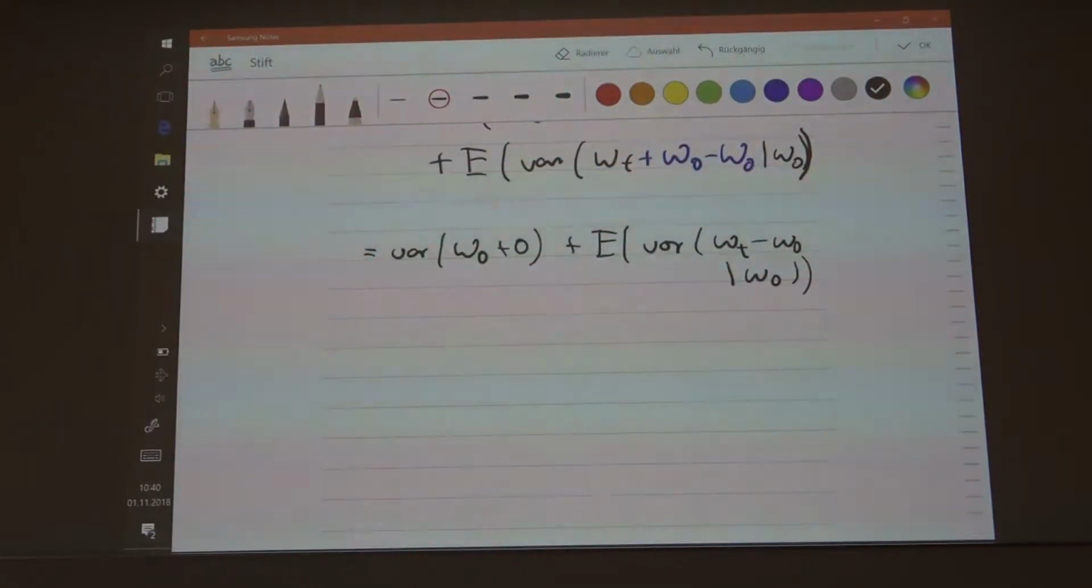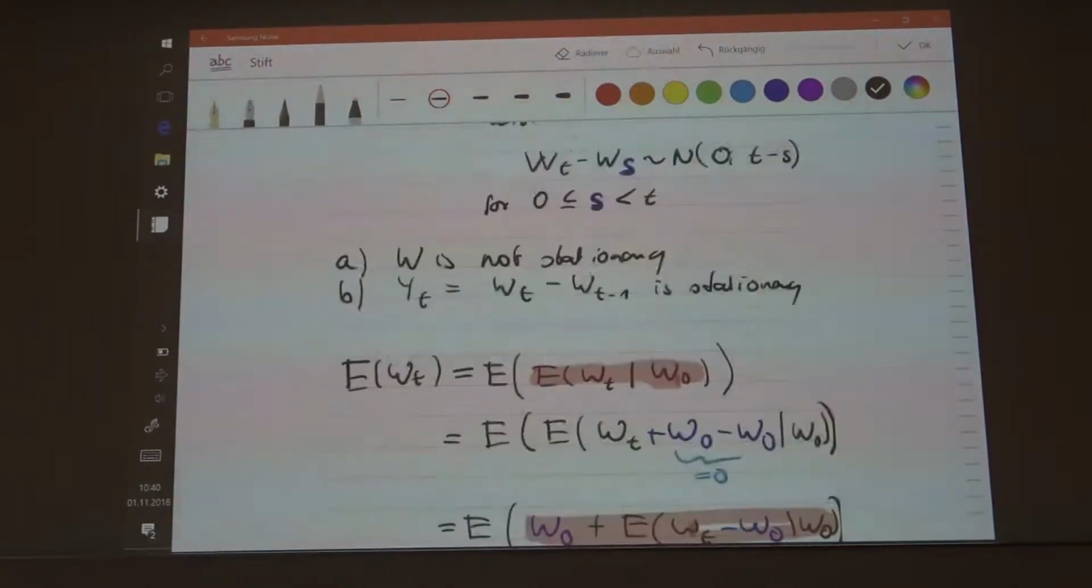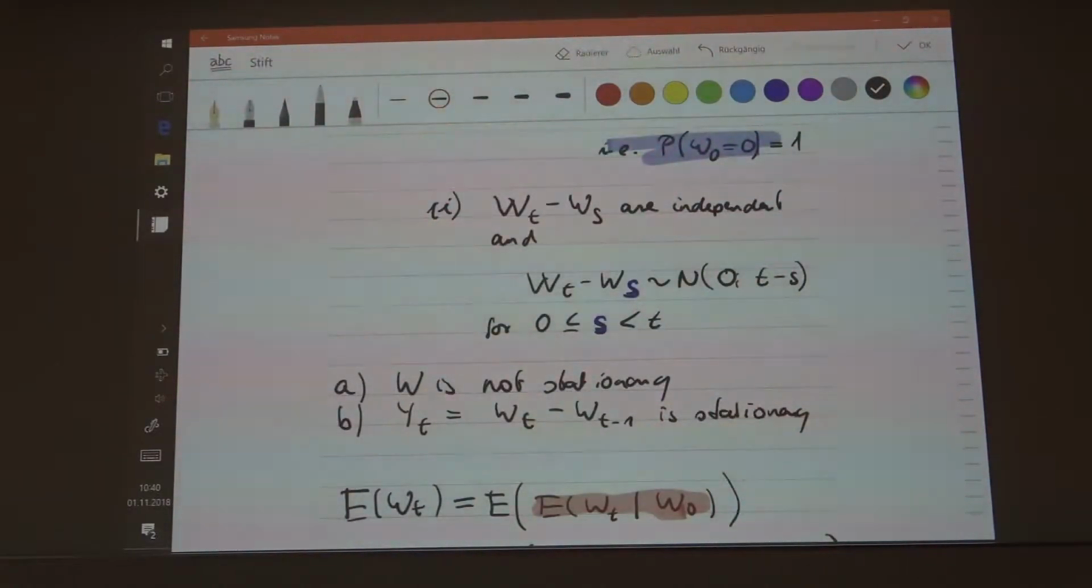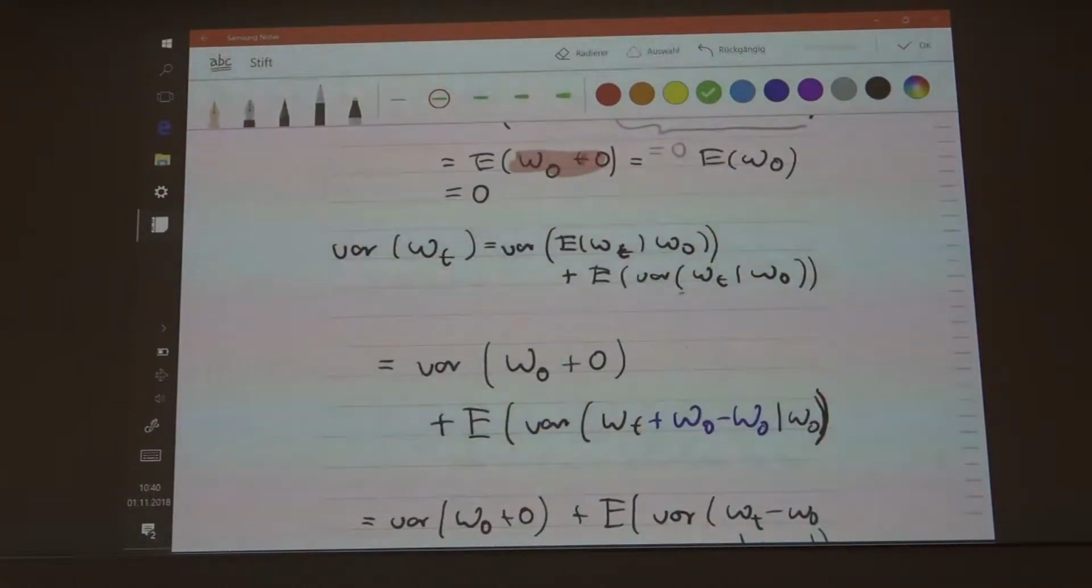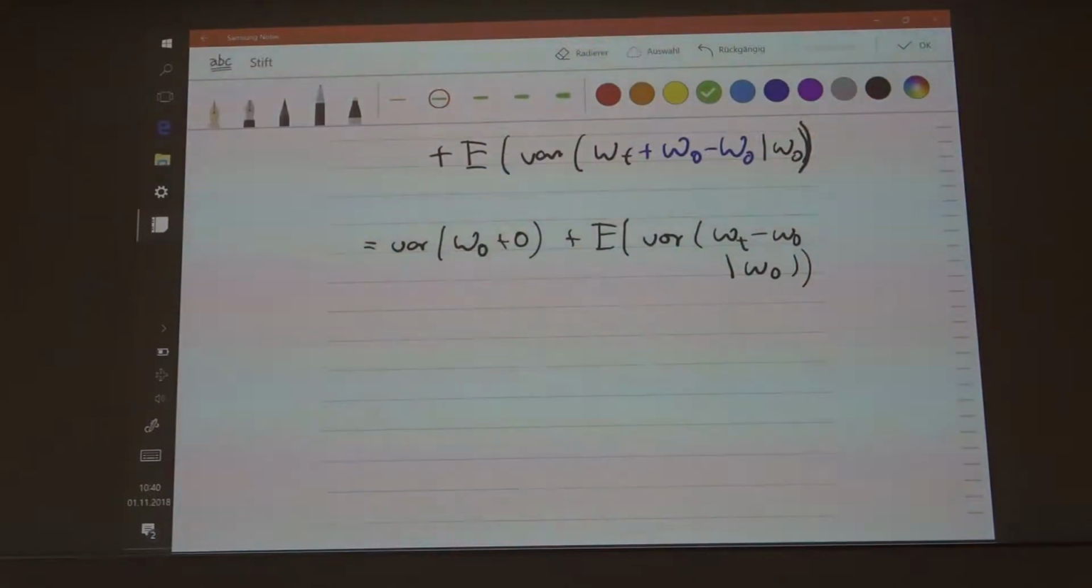And the variance of the increment is going to be equal to t minus 0, because that is, by definition, the variance of the increment given here. In the general case it is t minus s, and if s is equal to 0, then it's t minus 0. So here you're going to have the variance of yt plus 0 plus the expectation of t minus 0. This is what you're going to have.